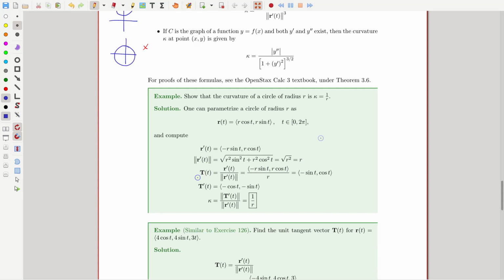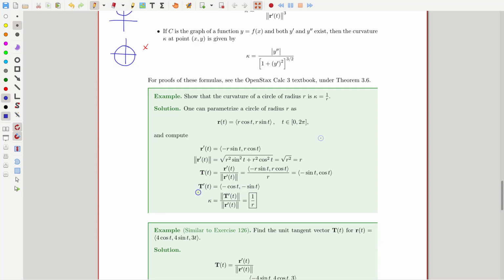Then for the unit tangent vector, you end up dividing r prime by its magnitude, which is just r. That will get rid of the r in front of both functions. So we have this as our unit tangent vector. And then taking its derivative with respect to time gives us this vector function.